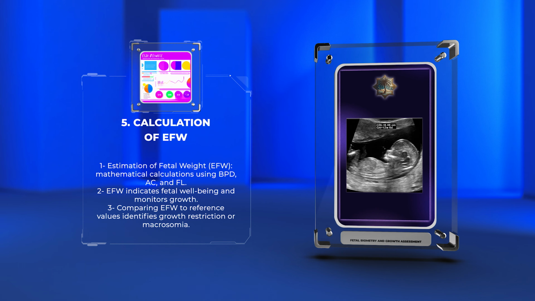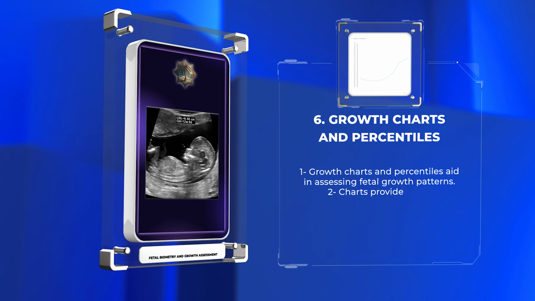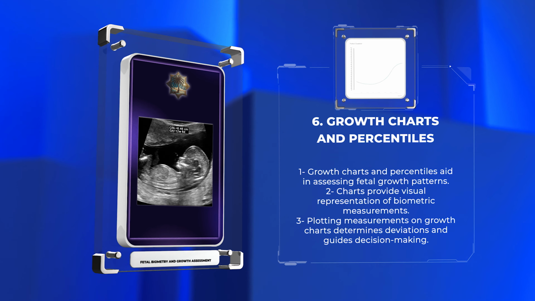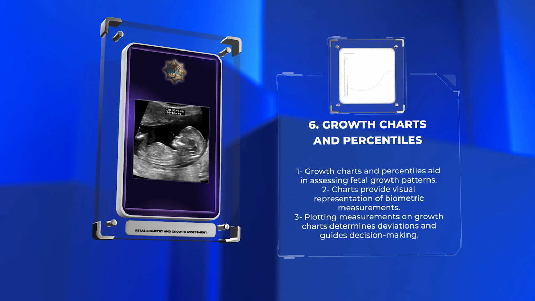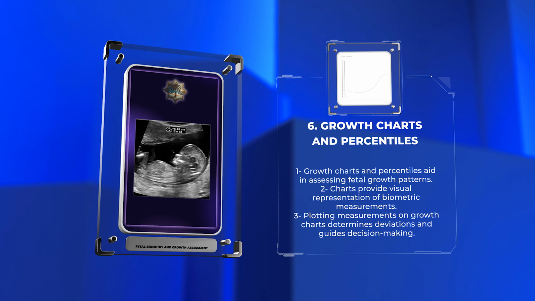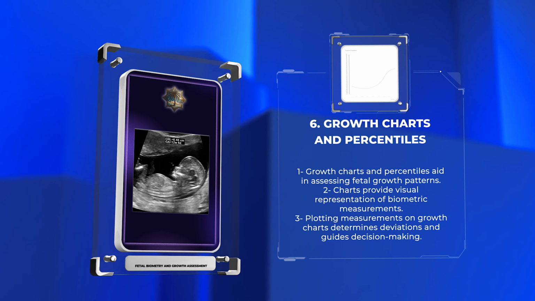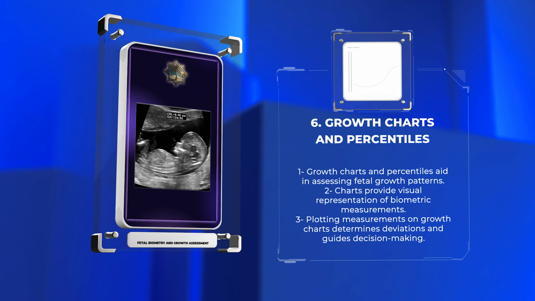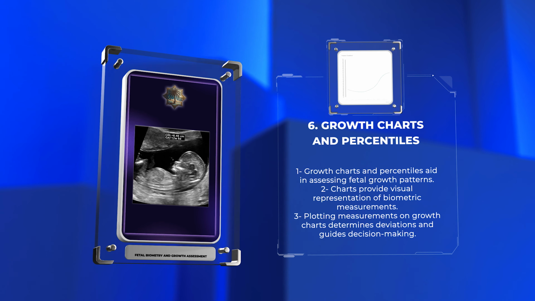Utilizing growth charts and percentiles aids in the assessment of fetal growth patterns relative to the general population. These charts provide a visual representation of various biometric measurements at different gestational ages. By plotting the obtained measurements on the growth charts, we can determine whether the fetus falls within the expected range or if there are any significant deviations. This allows for accurate identification of growth abnormalities and helps guide clinical decision-making.